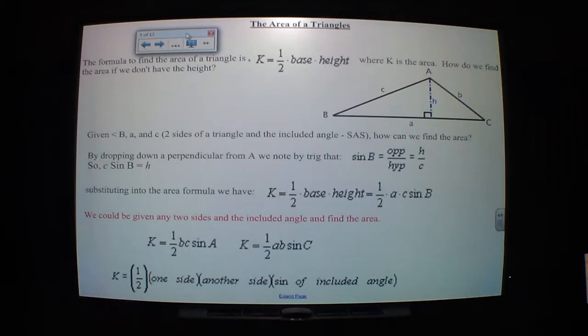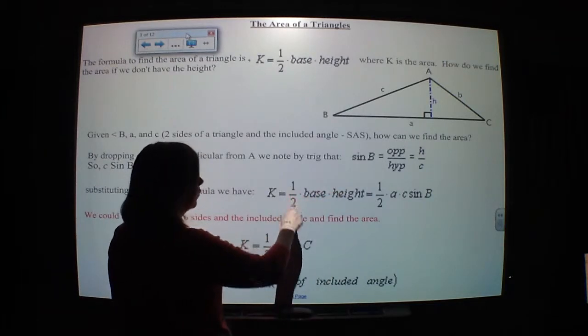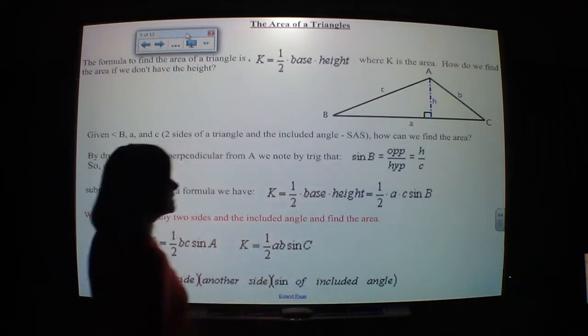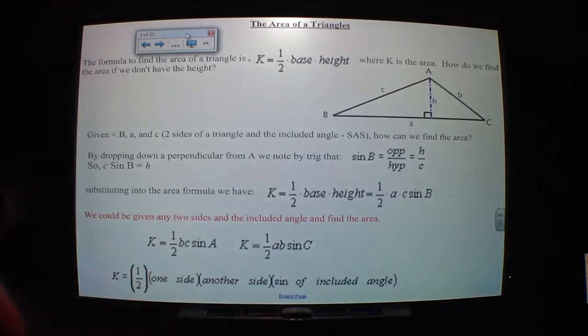If I drop a height down there, I don't know how tall it is at h, but if I drop a height down there, I know that the sine of b is h over c. So I know that height is c sine of b. So area is 1/2 base times height. 1/2, my base, which is a, and my height, we said, is c sine of b. So there's how you get the formula. So if we know two sides and an included angle, we can use the formula: 1/2 a side times the sine of the included angle.